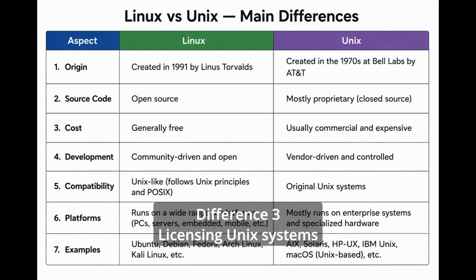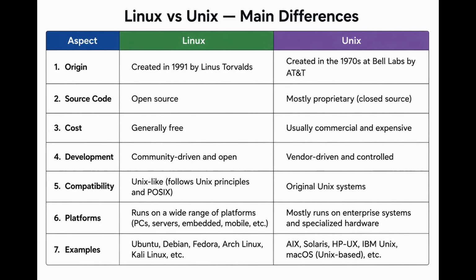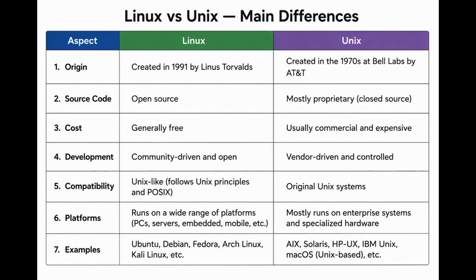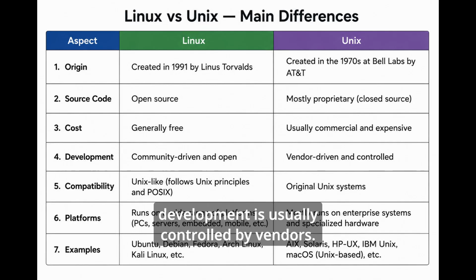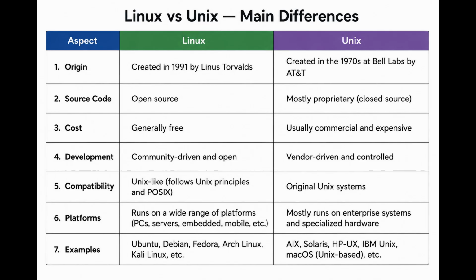Difference 3. Licensing. Unix systems are usually commercial products. Companies often pay expensive licensing fees. Linux is distributed under the GPL license. Most Linux distributions are free. This dramatically lowered infrastructure costs for companies. Difference 4. Development model. Unix development is usually controlled by vendors. For example, IBM controls AIX. Oracle controls Solaris. Linux development is community-driven.